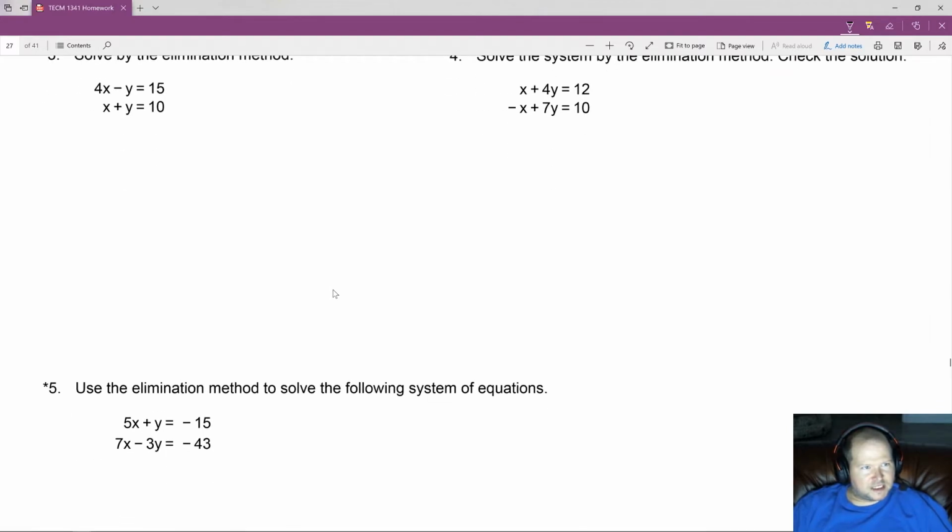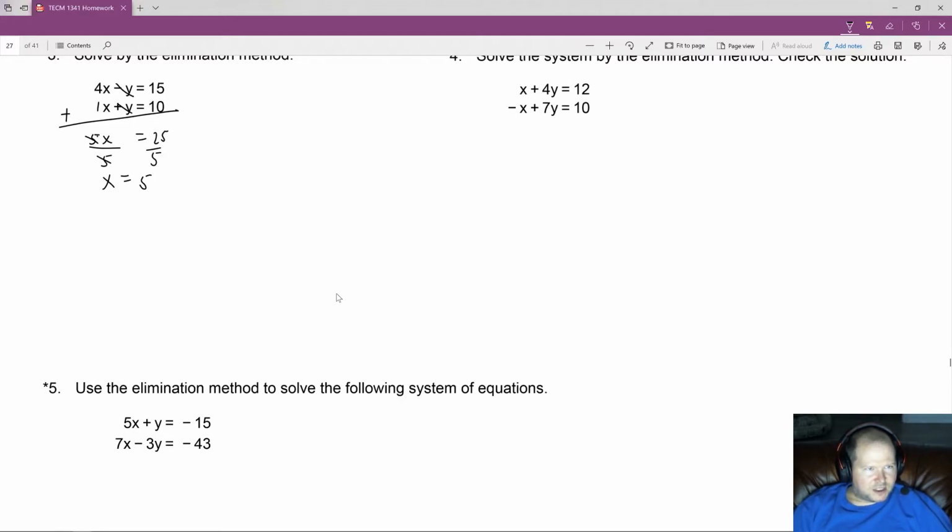So if we solve the next one, now in this one, we're going to add these together. Again, this was already set up for you, with a negative y and a positive y. But 4x plus 1x is a 5x. Negative y plus y, those cancel out. 15 plus 10 is a 25. Then we undo the multiplication of x by 5 by dividing by 5. Whatever we do to one side, we do to the other. 25 divided by 5 is 5.